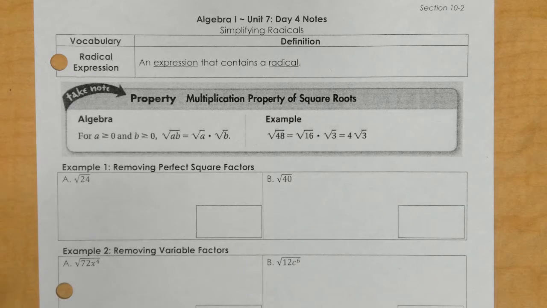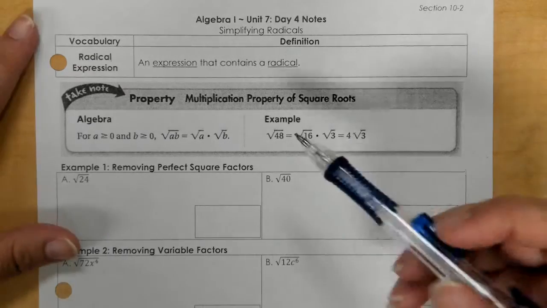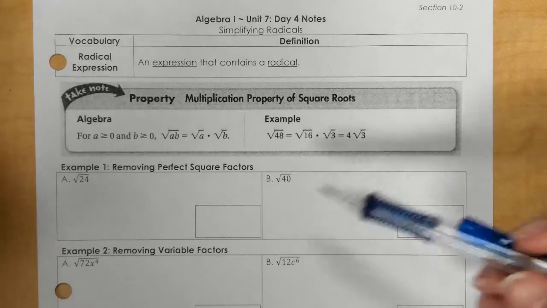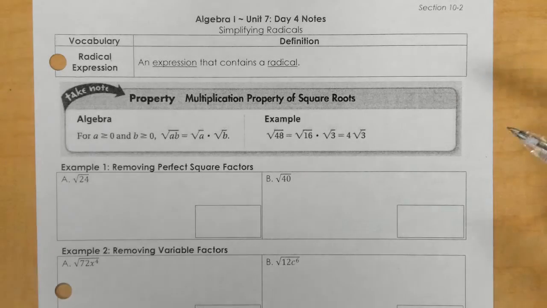For day 4 notes in Unit 7, this is called simplifying radicals. So that symbol right here is a radical symbol. The operation that you're doing is you're taking the square root of it. And normally we do problems that have perfect squares. So they come out pretty nicely, like the square root of 25.